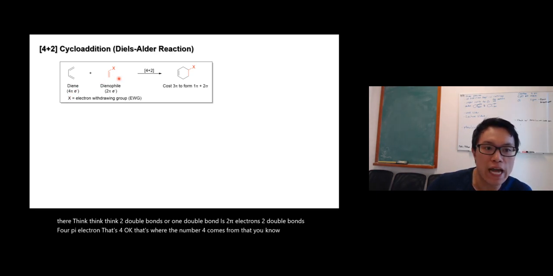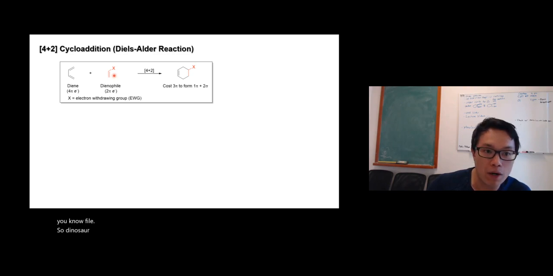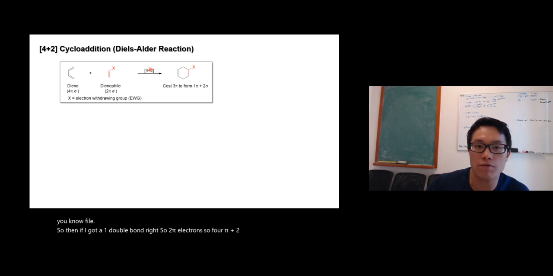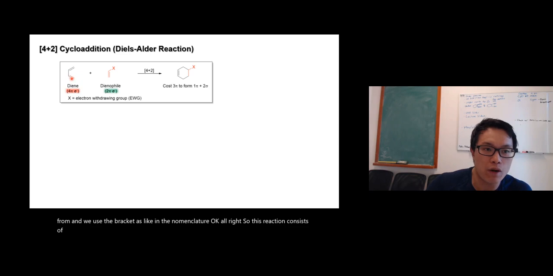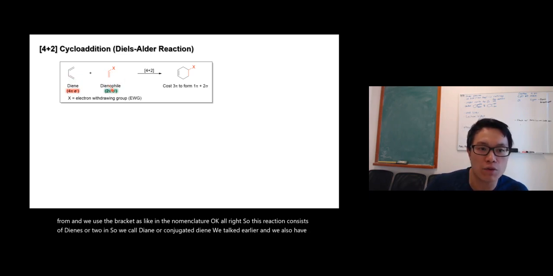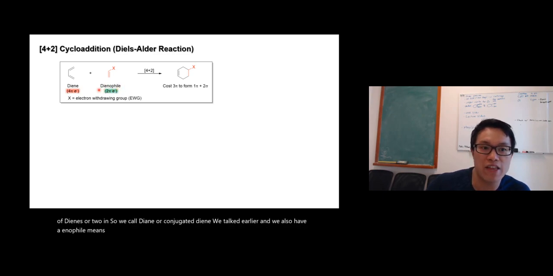Dienophile. The dienophile has 1 double bond, right? So 2 pi electrons. So 4 pi plus 2 pi. That's where 4+2 comes from, and we use the brackets in the nomenclature. All right, so this reaction consists of a diene, so 2-ene, which we call a diene or conjugated diene, as we talked about earlier, and we also have a dienophile. Dienophile means diene-loving, similar to nucleophile and electrophile. And a dienophile usually contains an electron withdrawing group. We'll get there later, what an electron withdrawing group is.